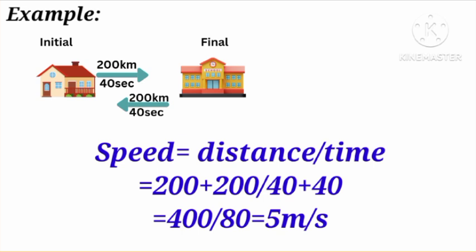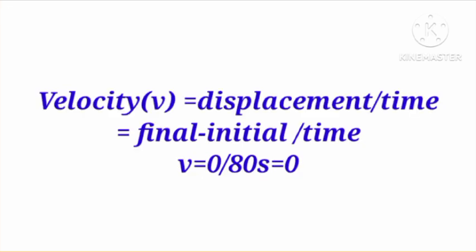Now what is velocity? To know the velocity, take the formula: displacement by time. Displacement by time, here final minus initial, divided by time. Velocity is equal to 0 by 80 seconds, which is equal to 0. Here velocity is 0.